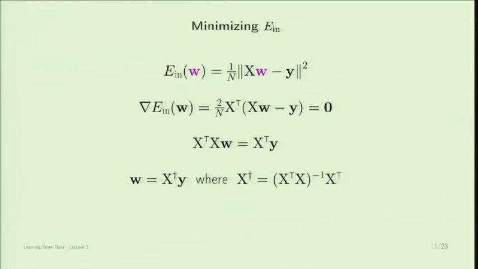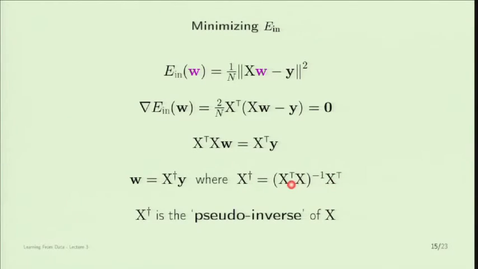Now, the X dagger is a pretty interesting notion. It's called the pseudo inverse of X. X being a non-invertible matrix does not have an inverse, but it does have a pseudo inverse. And the pseudo inverse has interesting properties. For example, if you take this, the X dagger, and multiply it by X, so X dagger times X, what do you get? So you add X here, so you get X transpose X.